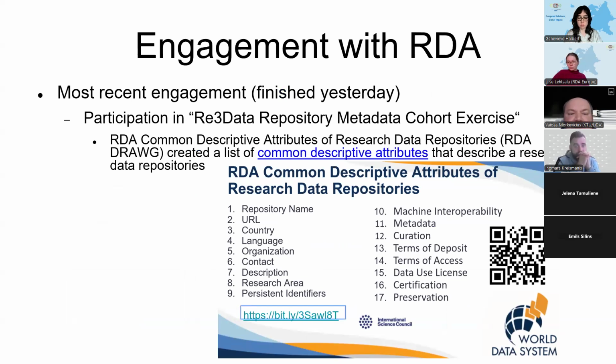Most recent engagement that we finished yesterday was participation in the re3data repository metadata cohort exercise. I'm not sure why it is called cohort exercise. What does that mean? But the idea is that RDA has a working group, Common Descriptive Attributes of Research Data Repositories, DRAG, right? And their task or target is to create common descriptive attributes that should be used, not could be, but should be used to describe research data repositories, right? And here are these 7 attributes. They are quite general. They are quite good, well described.